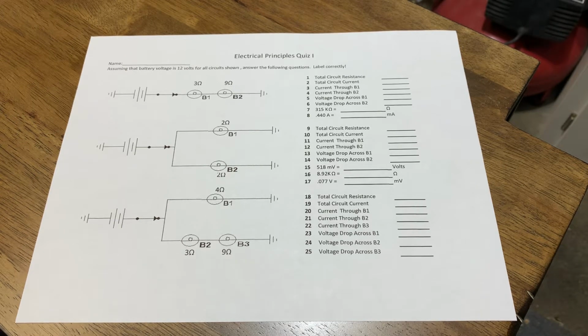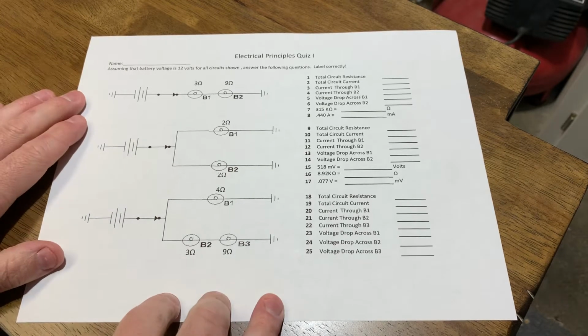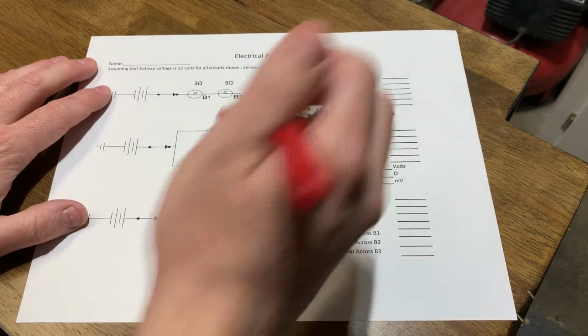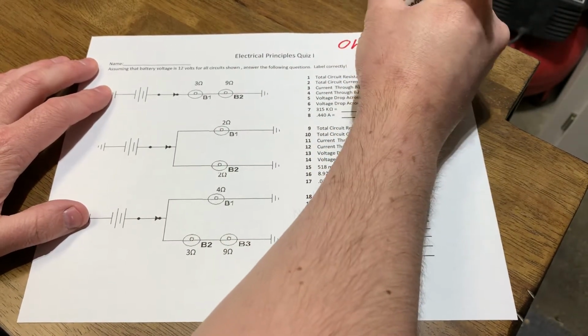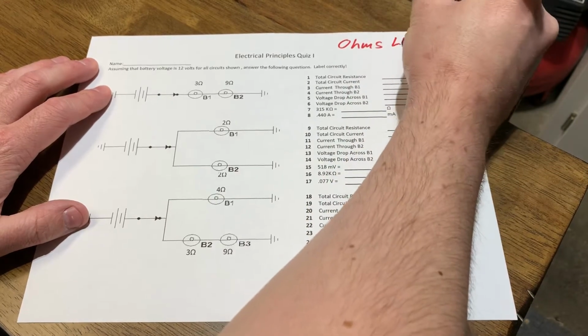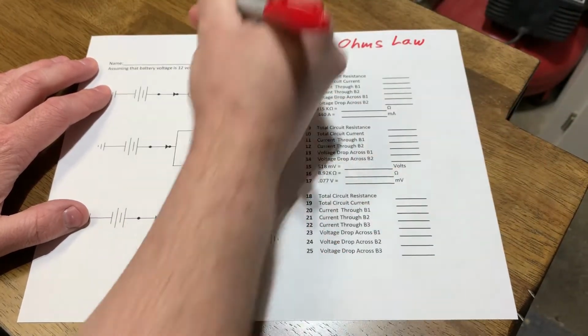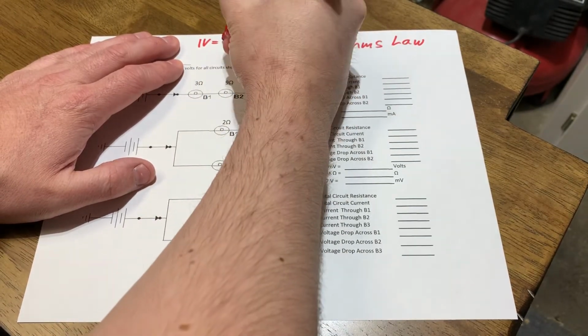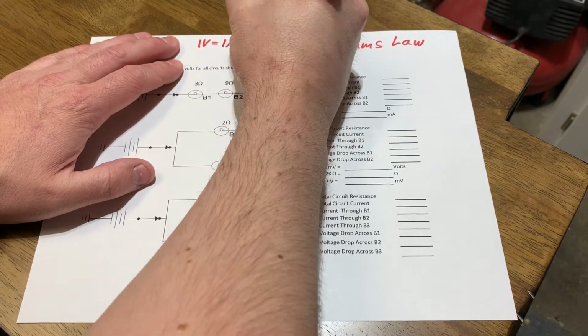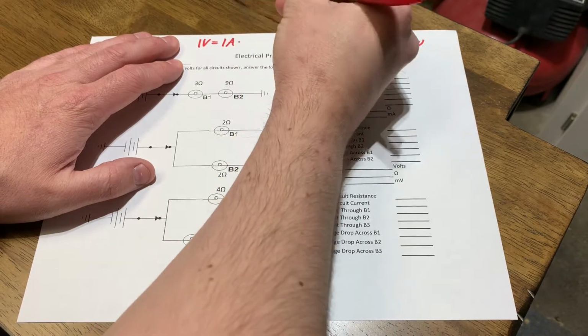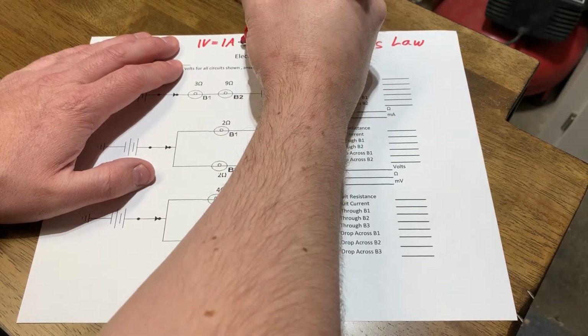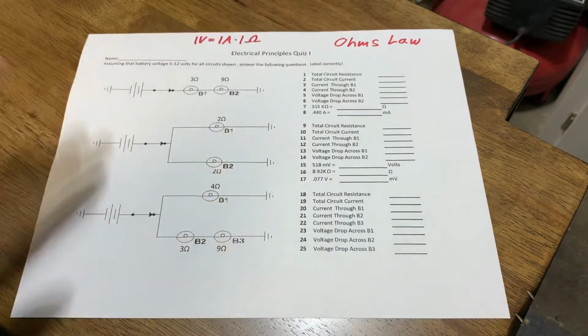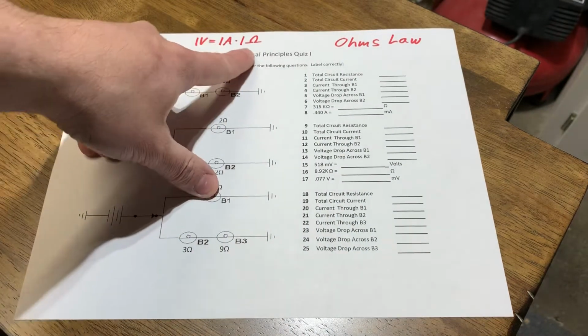All right, so what we're going to be learning today is a little bit about Ohm's Law. Okay, now Ohm's Law states that 1 volt will push 1 amp through 1 ohm of resistance. Okay, this is the equation.